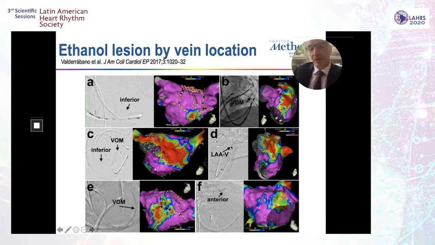If you inject alcohol in an appendage vein, you will have a scar in the base of the appendage towards the posterior aspect of the appendage. The vein of Marshall, this is another example. And sometimes you can actually inject in the anterior branches and you will get something that resembles an anterior mitral line when you give alcohol.